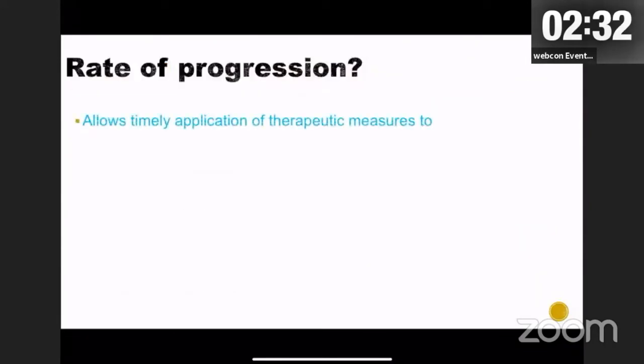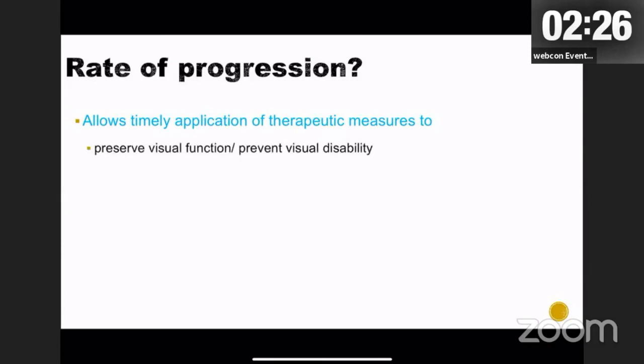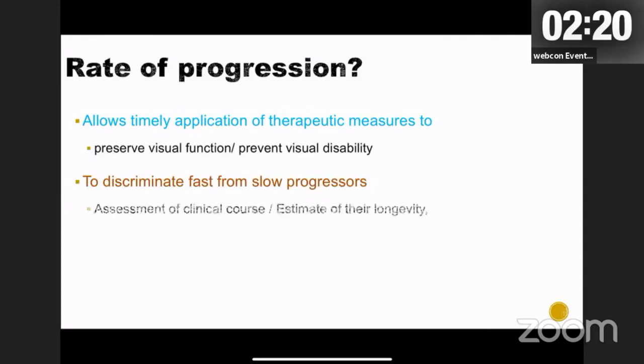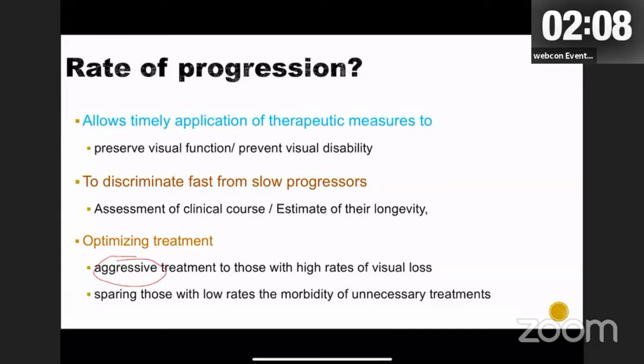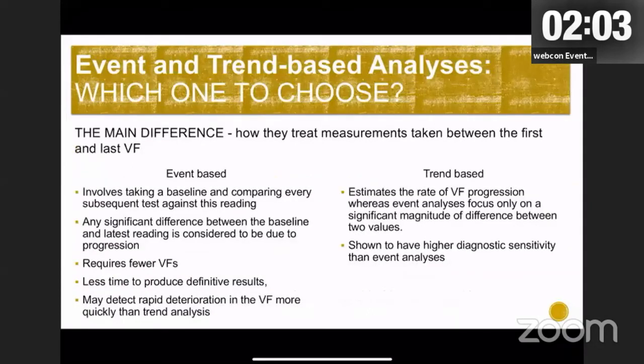It is important to assess the rate of progression because it allows timely application of therapeutic measures to prevent visual function loss and visual disability. It is also important to discriminate between fast and slow progressors because suppose there is a young individual who is fast progressive, we need to be more aggressive in our treatment. Similarly, if we have an older individual who is a slow progressor, we can be less aggressive in his management. So it is important to assess the rate of progression.